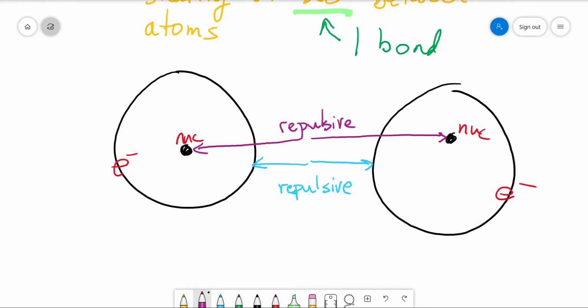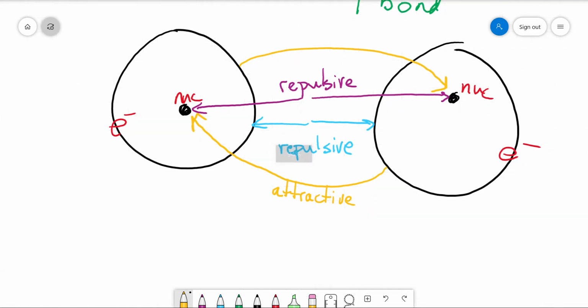So then we obviously need something that attracts these two things to each other. Otherwise we wouldn't have a bond. And that attraction is between the electrons on one atom and the nucleus on the other. Okay, that is an attractive force. It's attractive because it's a positive and a negative. The nucleus is positive, electrons are negative, so they attract each other. And when these positives and negatives balance out, that is when we have a bond.